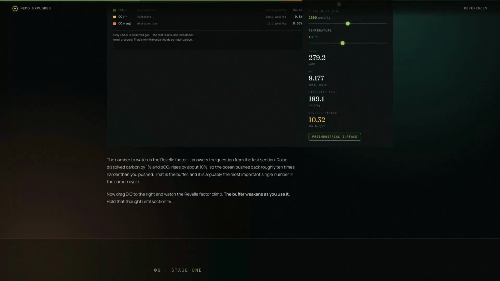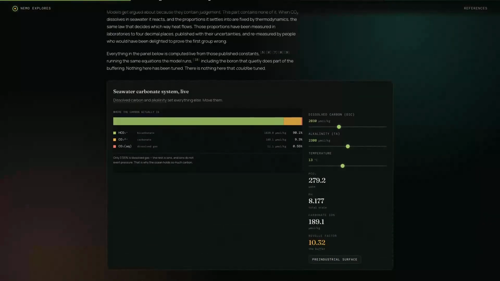Most arguments about models are arguments about judgment. This next part contains none. When carbon dioxide dissolves in seawater, it reacts, and the proportions it settles into are fixed by thermodynamics, measured in laboratories, published with their uncertainties, and remeasured by people who would have been delighted to prove the first group wrong. This panel runs those constants live in your browser.